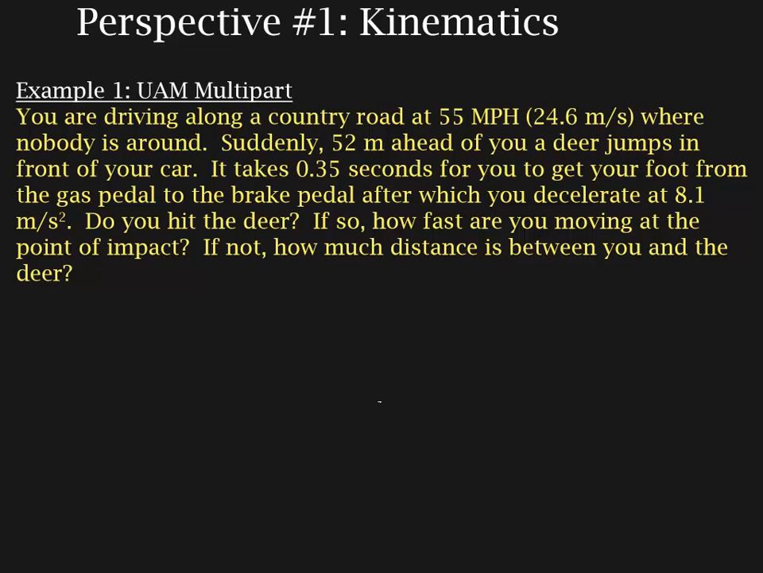In this example, we're going to take a look at multi-part motion. Multi-part motion is that motion which has an acceleration which changes somewhere in the problem. In this case, we have a car which is driving at a constant speed, and then the car hits the brakes to slow down and hopefully avoid hitting a deer. So that's going to be two parts.